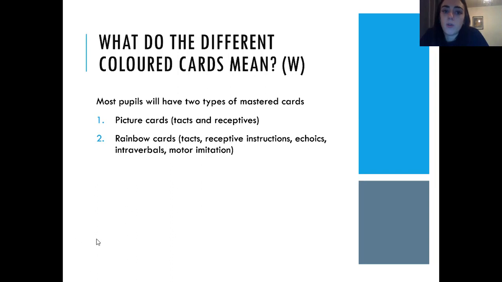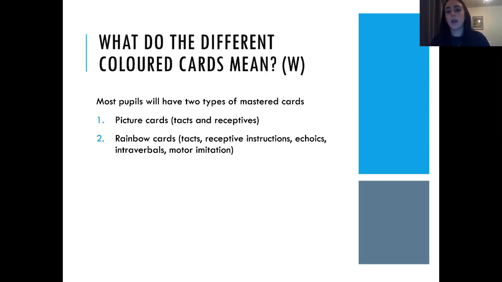Most pupils will also have another type of mastered card, which we call their rainbow cards. These are different colored cards. These cards can represent tacts. Generally, the tacts will be tacts that don't involve a picture. So it might be something like, what's this? And the pupil will say nose. Or it might be something like, what am I doing? And the pupil will say clapping. So they're tacts, so they're labeling, but it's something that's not related to a picture.